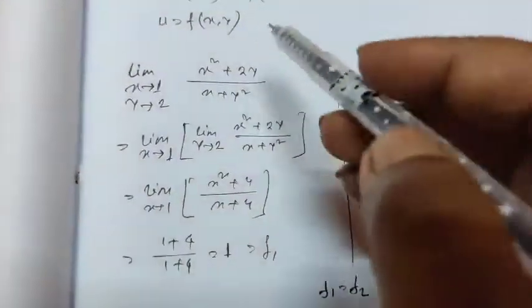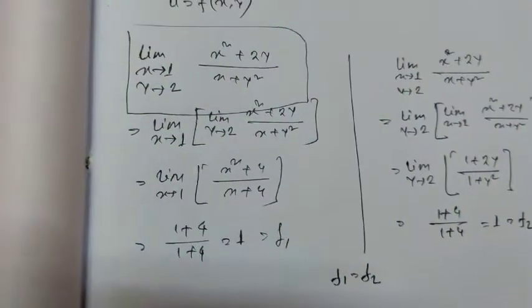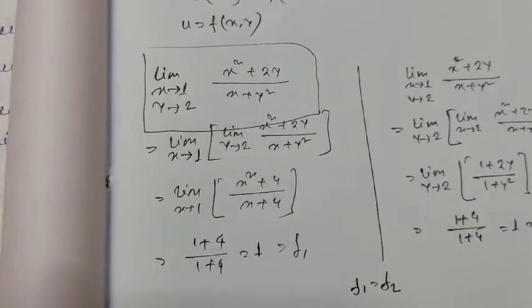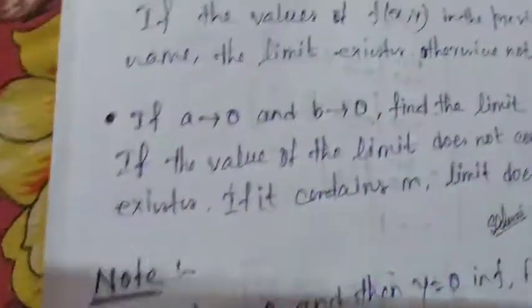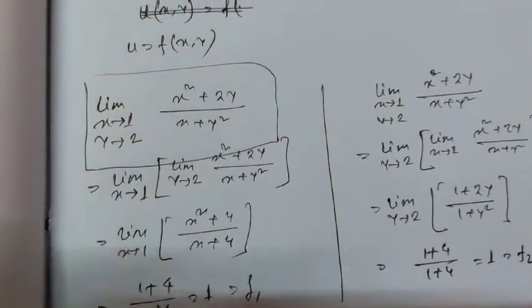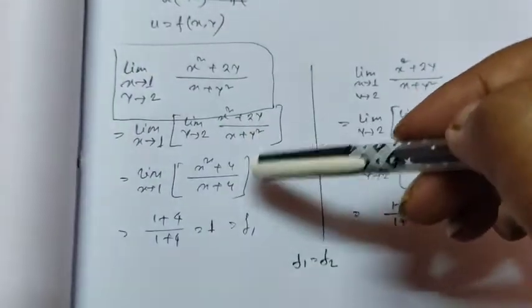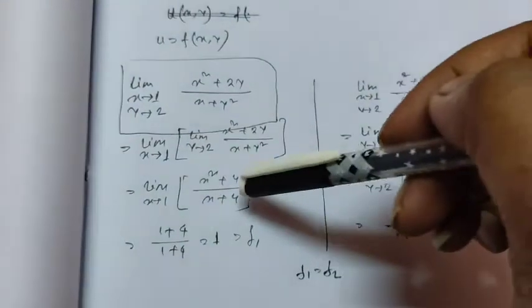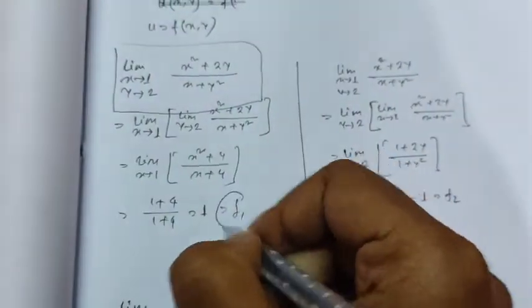Now let us see one problem on this statement. We choose the problem: limit x tends to 1 and y tends to 2 of (x square plus 2y) by (x plus y square). First of all, by the method we have to find x tends to a and y tends to b, and also y tends to b and x tends to a. We can do either first. So first we find the limit as y tends to 2 of (x square plus 2y) by (x plus y square). If we put y equal to 2, we get limit x tends to 1 of (x square plus 4) by (x plus 4). Now if we put x tends to 1, we get 1. We denote it by f1.